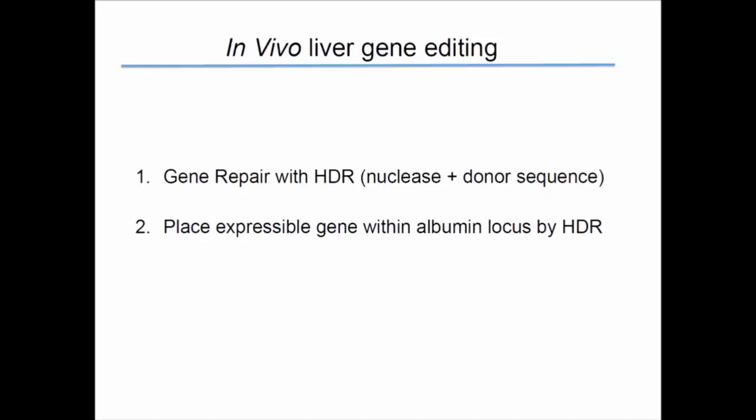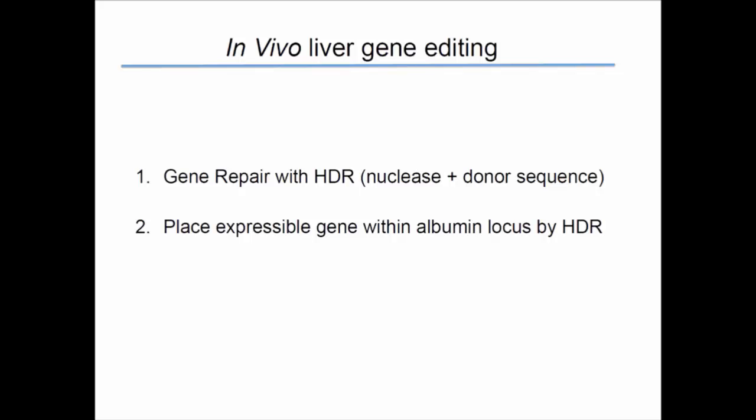In terms of liver gene editing in vivo, there are two approaches that have been explored already preclinically. One is gene repair using homology-directed repair, where one introduces a nuclease with one of these donor template sequences to correct the gene. Or an alternative way is to use a safe locus, if you will, and place an expressible gene within the albumin locus, which is a highly expressed gene, obviously, in the liver, and to do that by homology-directed repair into an individual site.